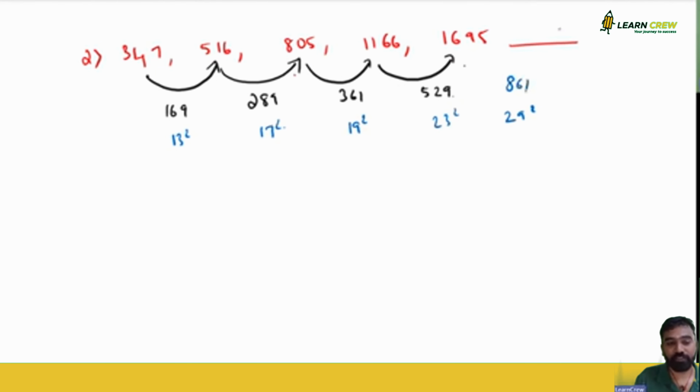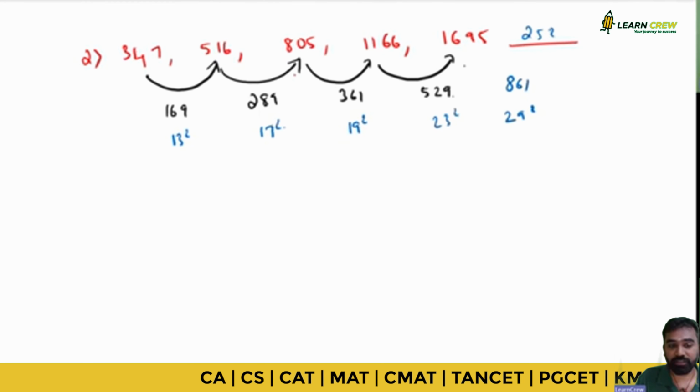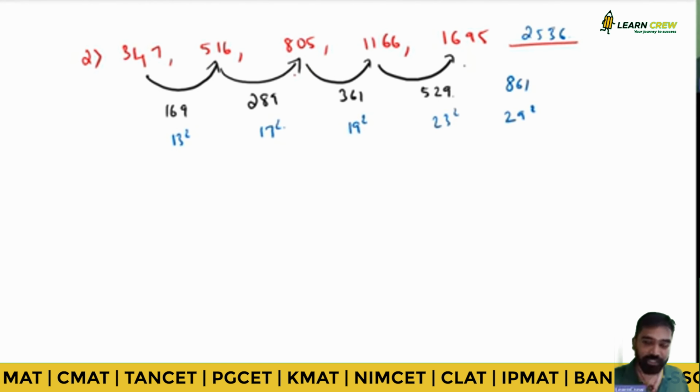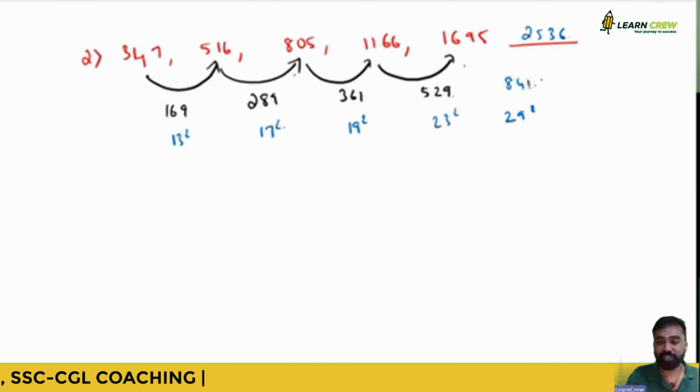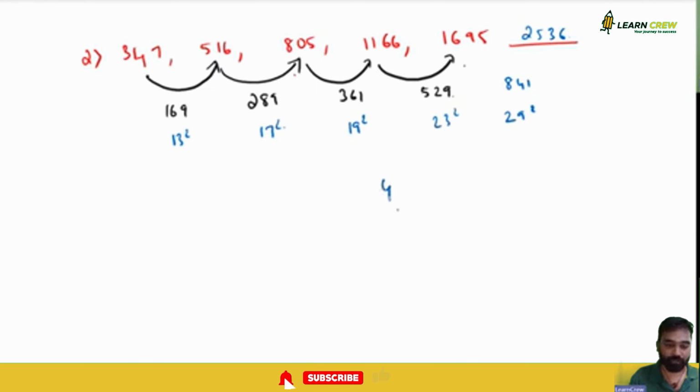Answer for this? Not 861, it is 841. How do you do 29 square? How much is it lesser than 50? 21 lesser than 50. So it's going to be 25 minus 21, that is nothing but 4. Then what is 21 square? 441. So this is going to be 841. Right? Clear or not clear?